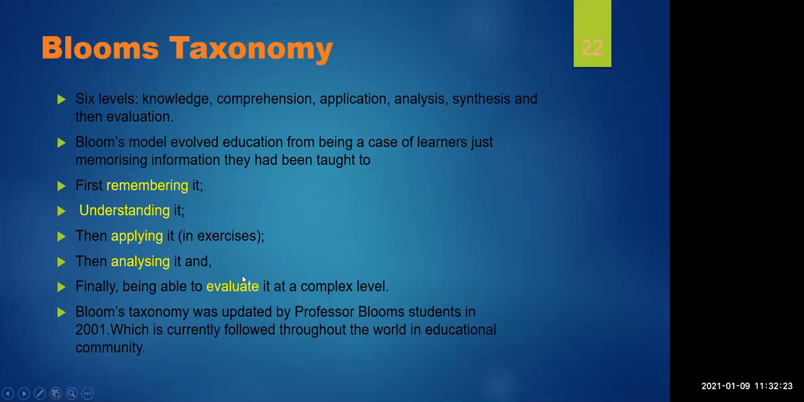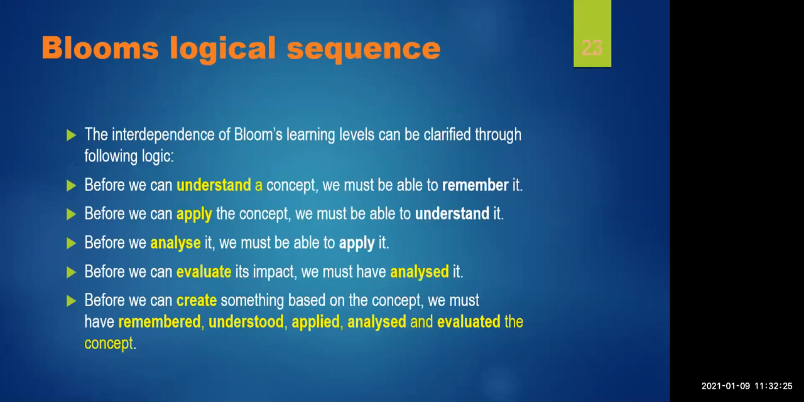So this is the taxonomy Bloom gave. So the interdependence is there. The interdependence of Bloom's learning levels can be classified with the following logic. Before we can understand a concept, we must be able to remember it. For example, the second law of thermodynamics or first law of thermodynamics or Newton's law, anything else, you have to give them the knowledge. So they will remember it. The students have to remember.